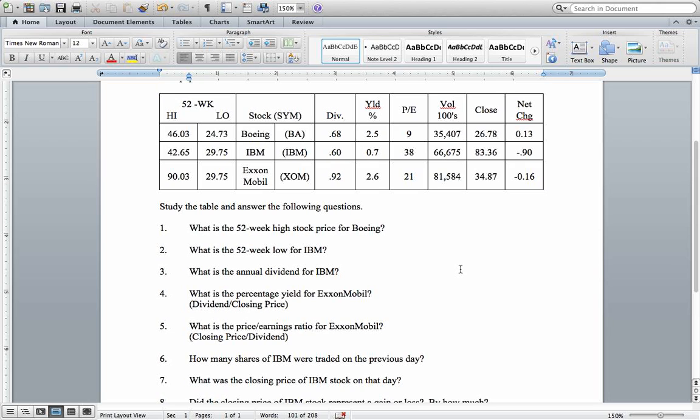Okay, for the test, this will give you something to study with. This is the same handout that we did together in class. So the questions are going to be relatively the same. I'm going to have a different stock table on the test, though, with different numbers.